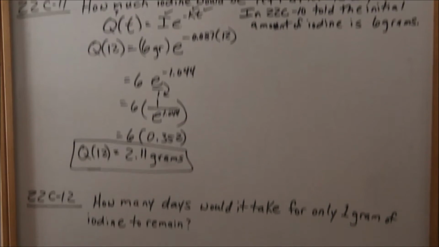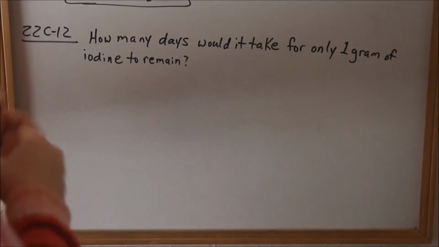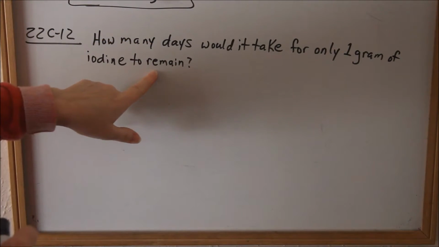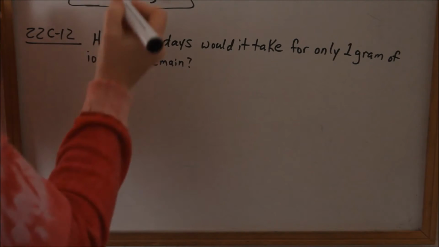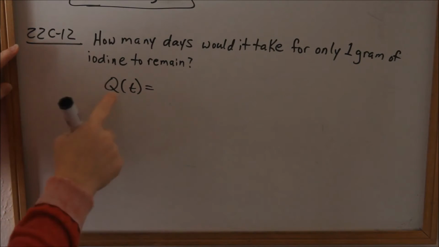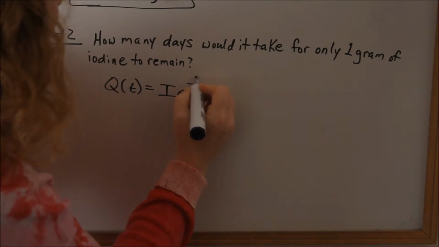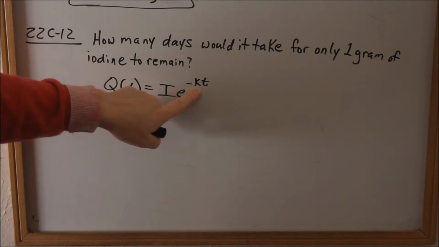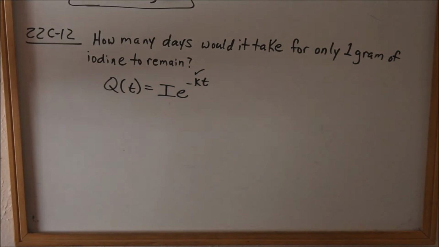Okay, now looking at 22C12, it's still connected to the same problem. This question is asking how many days would it take for only 1 gram of iodine to remain. So we're still using the same formula that they give you, that the amount after a certain amount of time is I e to the negative kt. Your rate of decay won't change. That will always stay the same for iodine 131, so you know that.